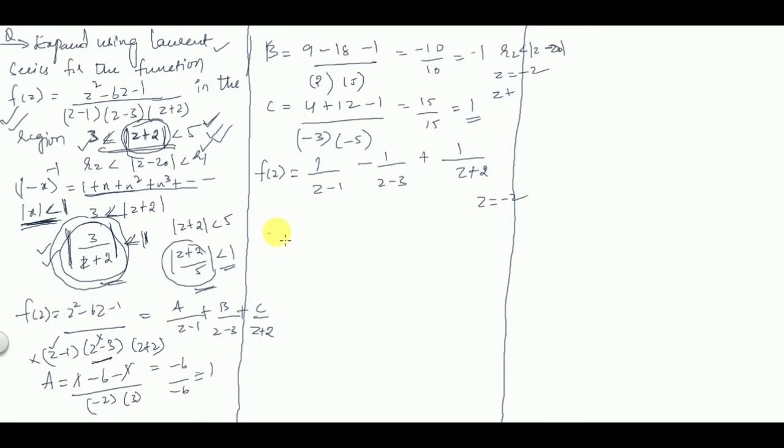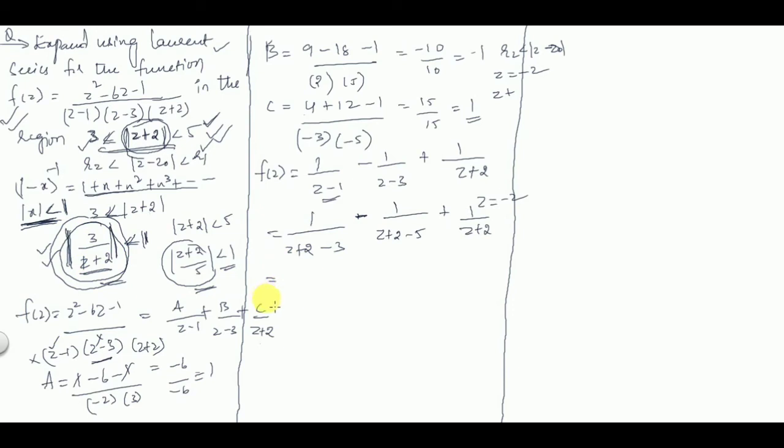Okay, so about z is equal to minus 2 you are expanding. So how can we write this in terms of z plus 2? I can write z minus 3 as z plus 2 minus 5, and z minus 1 as z plus 2 minus 3. Here the z plus 2 stays as it is. We need to convert this into the form of 3 by z plus 2, so you have to get 3 by z plus 2, right?